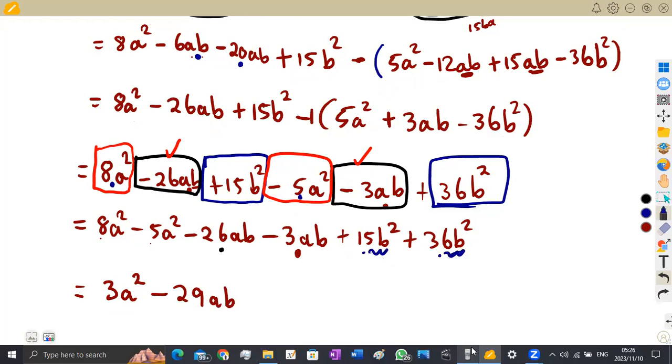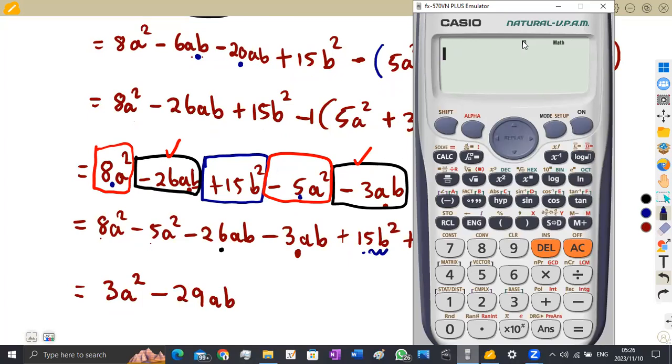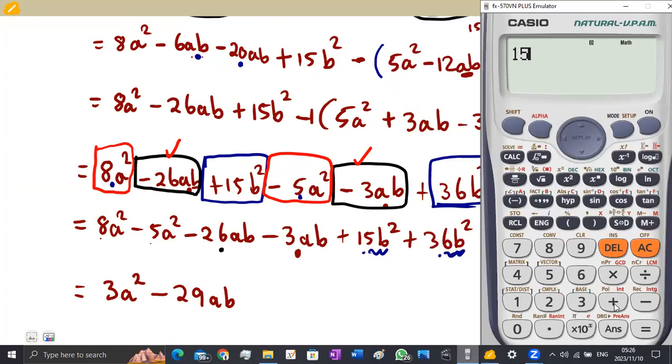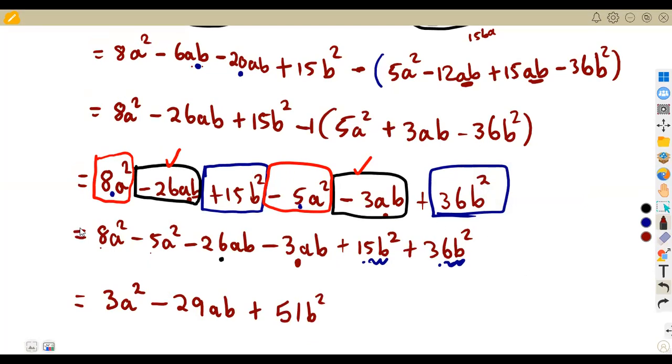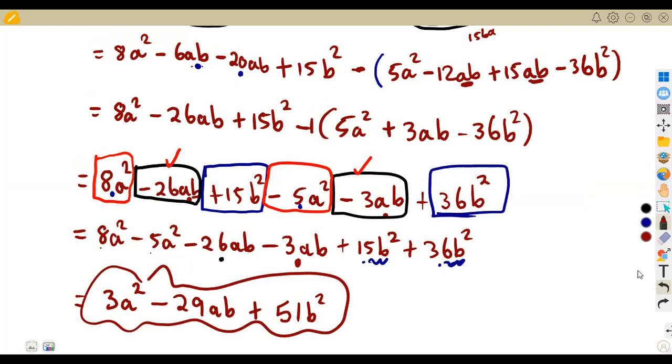We move on to the last part of b squared and b squared there. So it's 15 plus 36, right? If we add 15 and 36 together, that is going to give us 51. So this is going to be 51b squared. So we've got 51b squared at the end. We are not going to have anything else, we're just going to leave our answer as it is, like this. We have expanded everything that we had and collected our like terms. As you can see, at the end we have a trinomial expression.